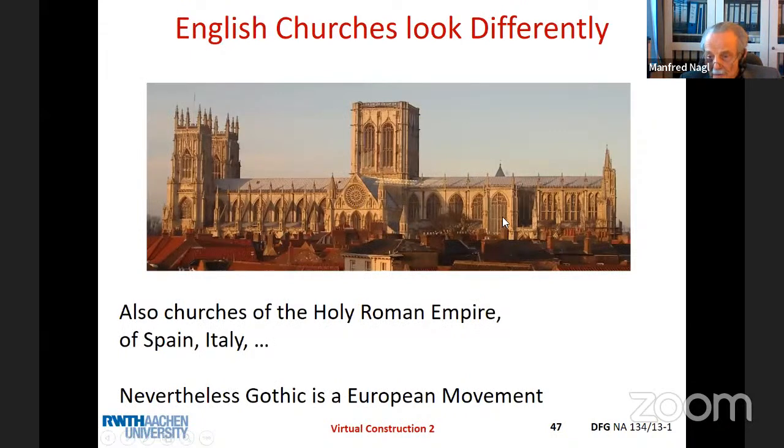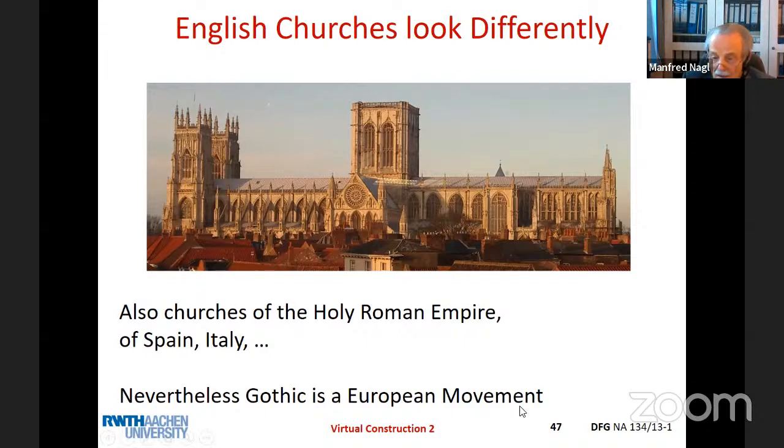Again, a view on that church, not so high, but a mighty church, with a huge tower at the crossing. And we have studied also different churches in the Holy Roman Empire, but also in Spain, Italy, Netherlands, Poland, in Czech Republic, in Austria, and so on and so on. So they all are different. They share ideas of some elements, but all are different.